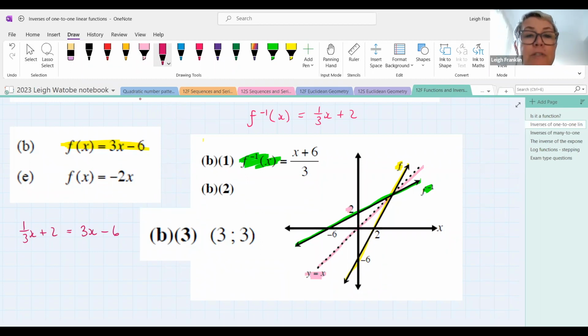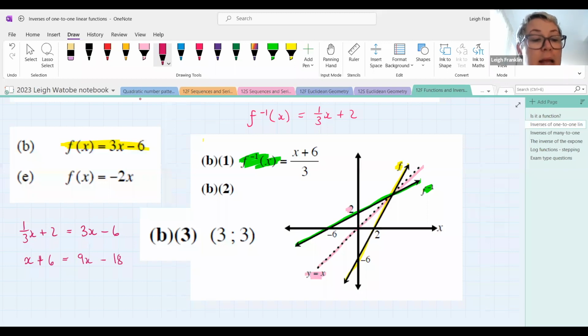Okay, so the first thing that I would do if I was solving this equation is I want to get rid of my fractions. So I'm going to multiply every single term in my equation by 3 to get rid of the 1 over 3. So that's going to leave me with 1x plus 6 equals 9x minus 18. I've timesed everything by 3.